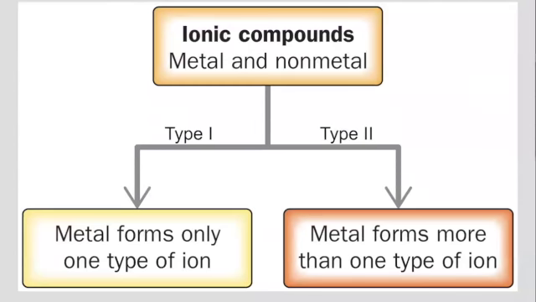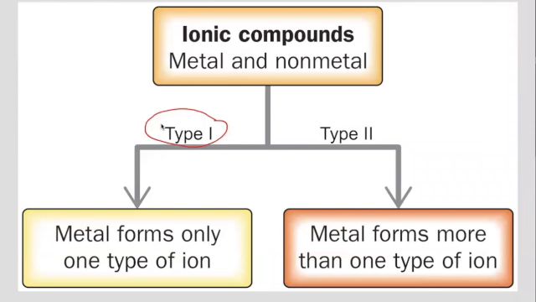We are going to have two types of naming. We are going to focus on just naming ionic compounds first. What that means is that you have a metal and you have non-metals. We have two types of ionic compounds. We have type 1 and type 2.